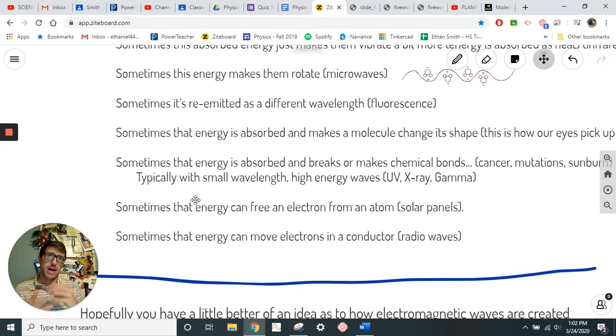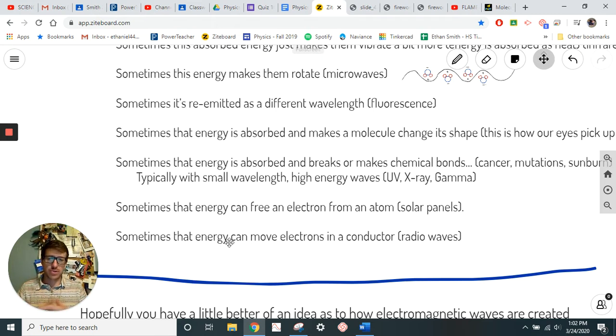So if you have atoms that have electrons they aren't holding on to too tightly, when they're hit by these wavelengths, they can knock free an electron. So this is kind of cool. And then sometimes the energy can move electrons in a conductor.